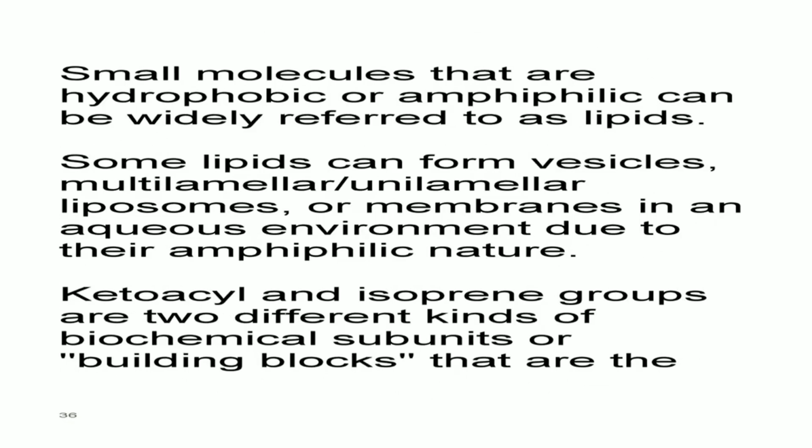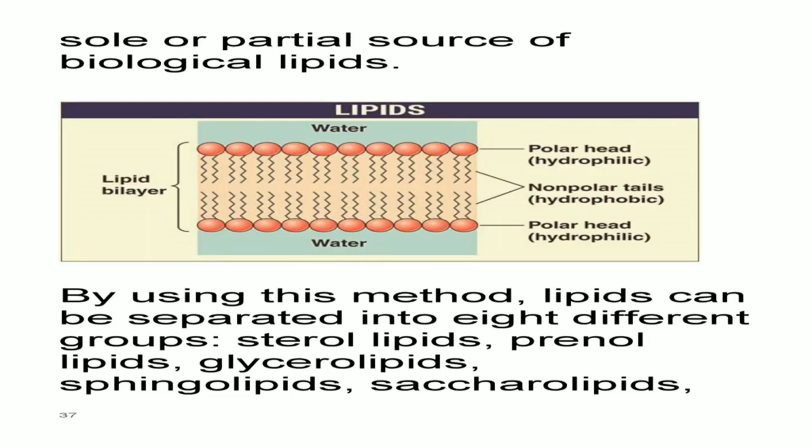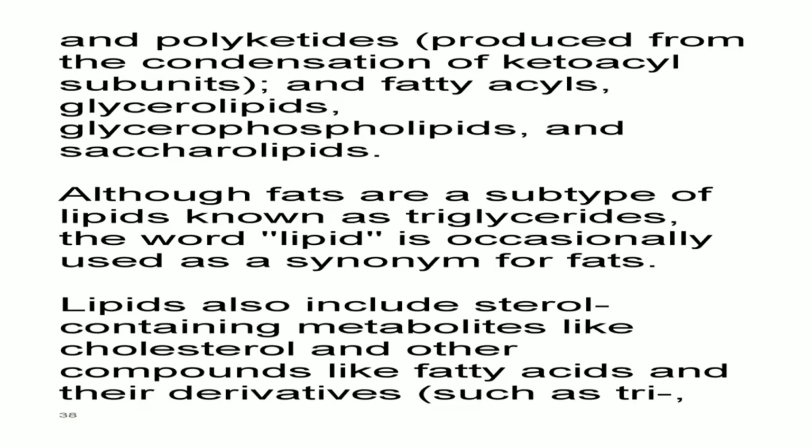Small molecules that are hydrophobic or amphiphilic can be widely referred to as lipids. Some lipids can form vesicles, multilamellar or unilamellar liposomes, or membranes in an aqueous environment due to their amphiphilic nature. Ketoacyl and isoprene groups are two different kinds of biochemical subunits or building blocks that are the sole or partial source of biological lipids. By using this method, lipids can be separated into 8 different groups: fatty acyls, glycerolipids, glycerophospholipids, sphingolipids, saccharolipids, and polyketides produced from the condensation of ketoacyl subunits, and sterol lipids and prenol lipids produced from isoprene subunits.